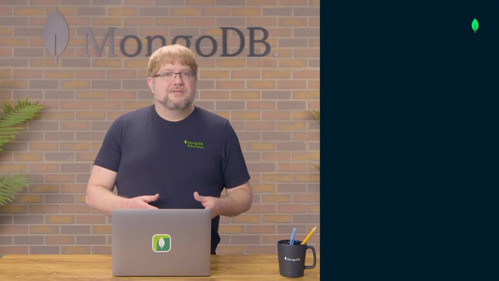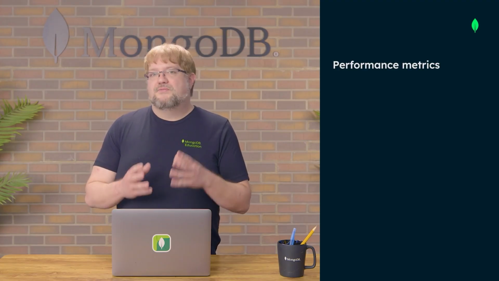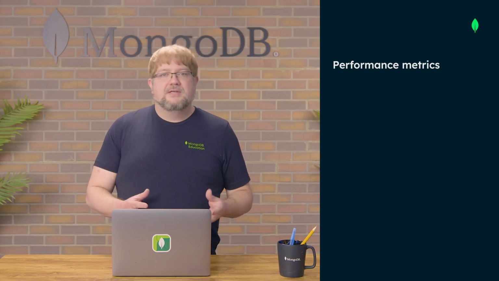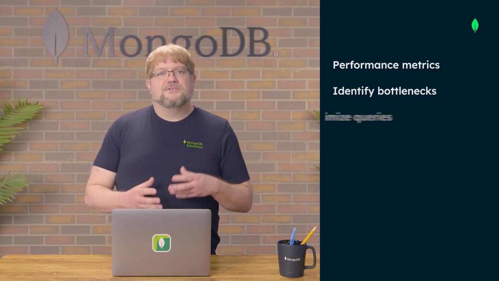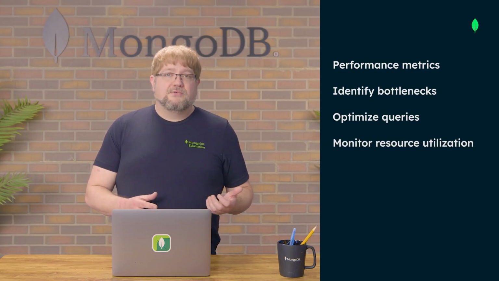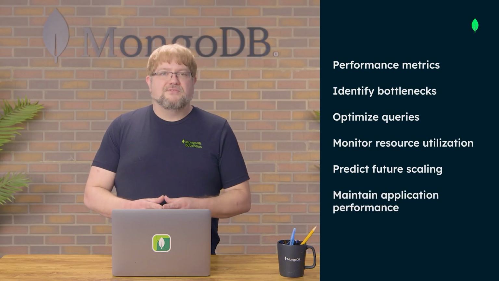Now that you know what query tuning and query shapes are, let's turn to performance metrics. Performance metrics provide insights into how well MongoDB handles our queries and overall database operations. By monitoring these metrics, we can identify bottlenecks that help us optimize our queries. In addition, we can use them to monitor resource utilization, predict future scaling needs, and maintain our application performance.